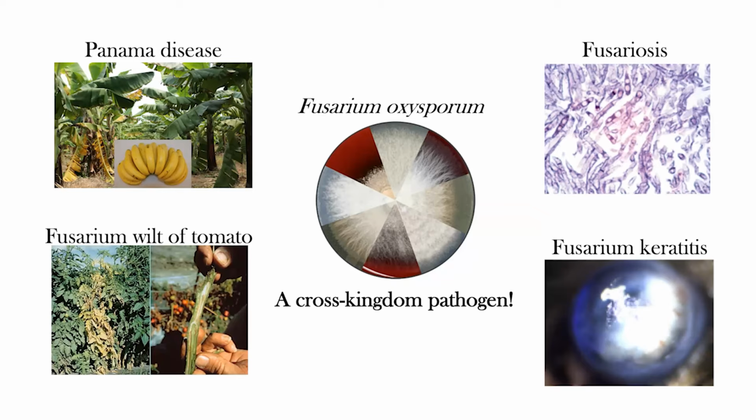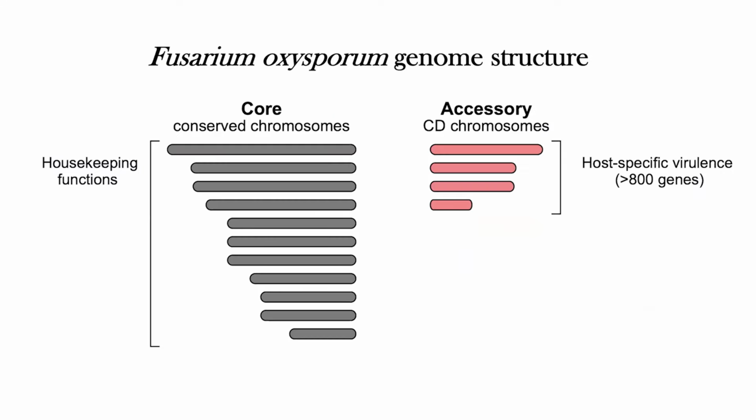Empowered by supercomputing capacity through the Massachusetts Green High Performance Computing Center, we have demonstrated that what makes this fungus bad is the accessory chromosomes, which carry unique genetic elements to target specific hosts. My group is composed of many talented young scientists, including postdocs, graduate students, and undergraduates. We are working together to better understand this unique pathogen system for the effective control of this cross-kingdom pathogen.